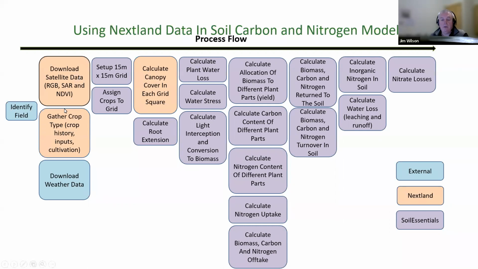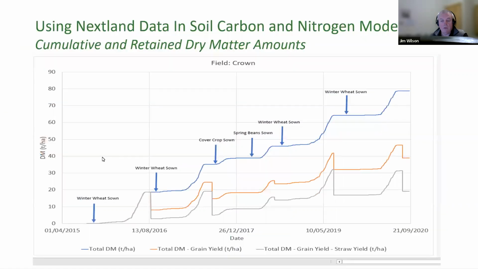So those are the 3 parts that we talked about earlier, and where they stand in the whole process flow of calculating soil carbon and nitrogen. And you can see they are fundamental to what we're trying to do. What we get out for every 15 meter grid square is an estimate of soil carbon and nitrogen and change over time.